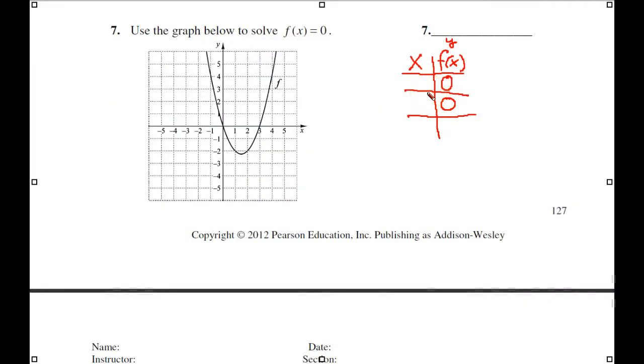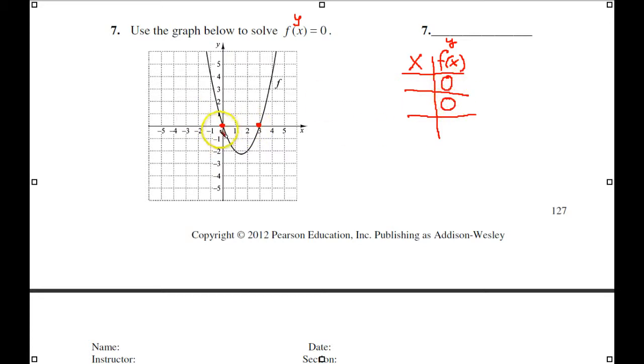Well, they're starting us right off. It says use the graph to solve f of x equals 0. Now remember, we said that we could replace this with y equals 0. Where does y equal 0? Now y equals 0 there and there. So I have two places where y equals 0, so there are my two zeros.